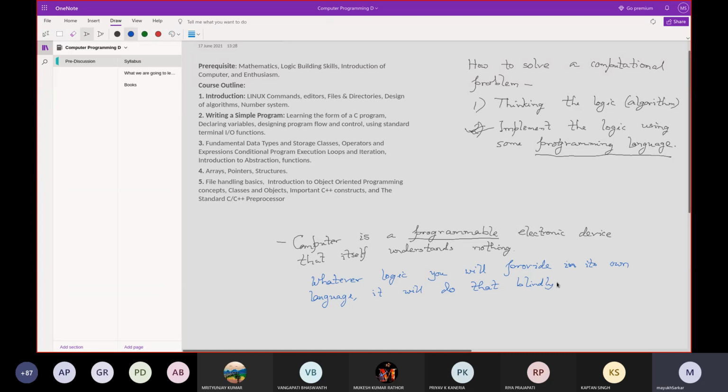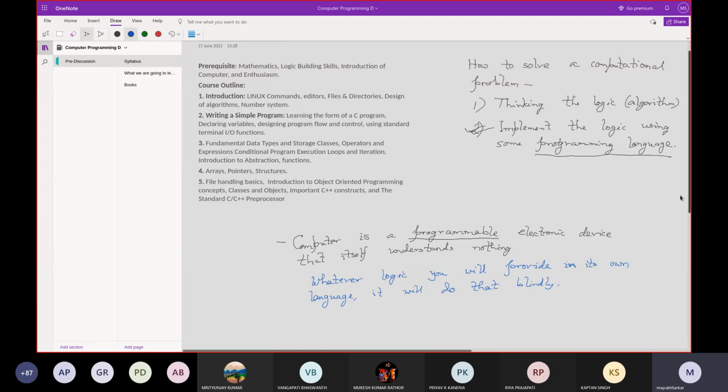You just have to provide the logic. Okay, and this is where the computer's own language comes in. The fact is, a computer is an electronic device, as I've said. So it understands only electronic switches on and off, nothing more than that.